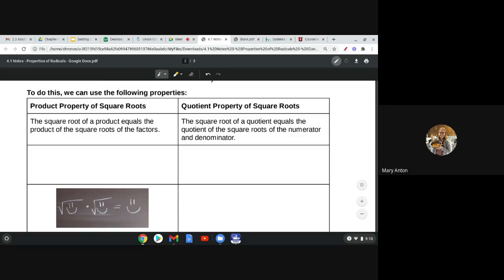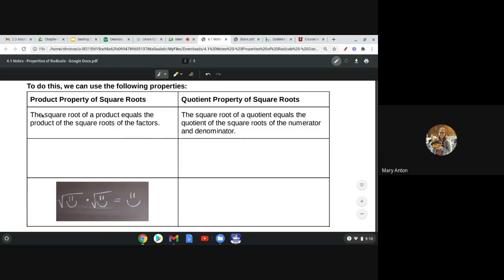So to do this, we can use the following properties. The product property of square roots. And this says that the square root of a product, so multiplication, equals the product of the square roots of the factors. Okay, what does that mean? This means that the square root of, for example, 4 times 9 is equal to, you can kind of break this apart into 2 pieces. And this will be separately the square root of 4 times the square root of 9. And you can do that too.